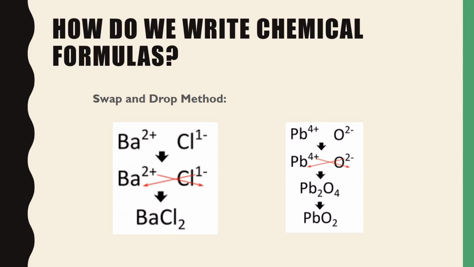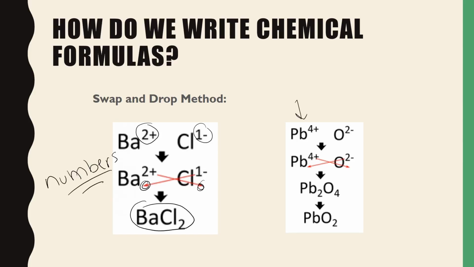For the swap and drop method, you have 2 examples here. Barium has a +2 charge, chlorine has a -1 charge. We swap the numbers only, not the charges, numbers only. And we put the 1 with the barium and the 2 with the chlorine, and we get BaCl2.